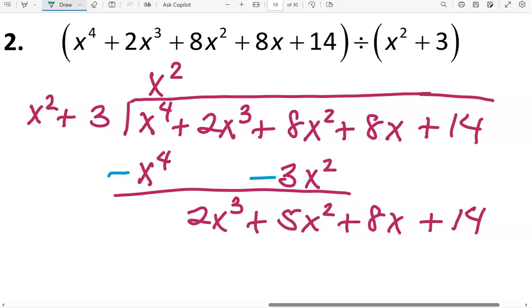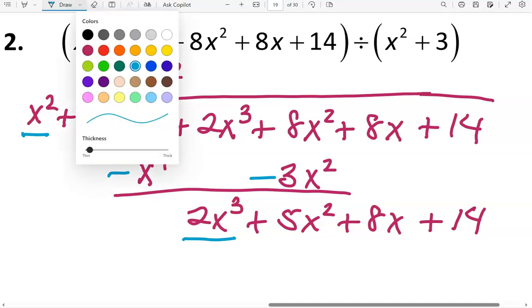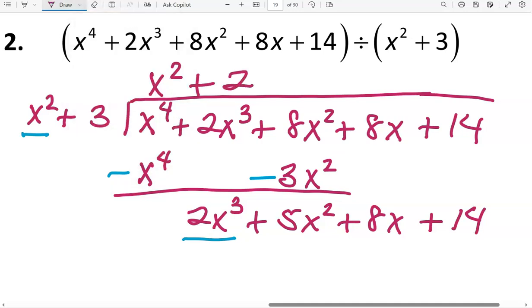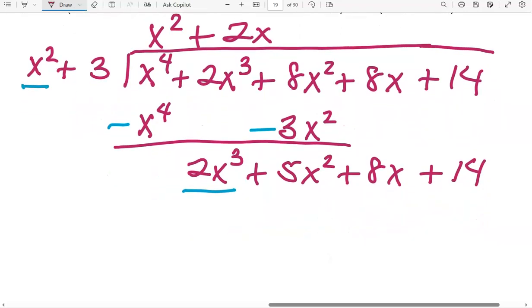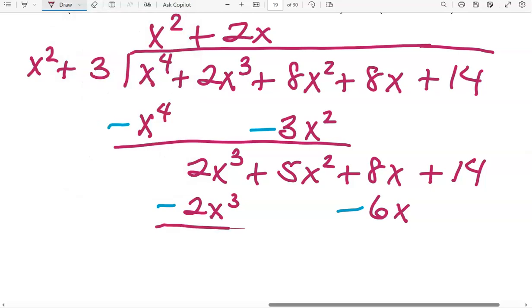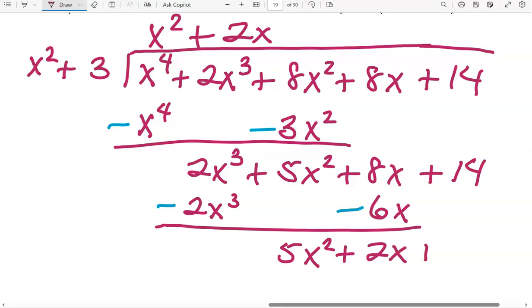Next step is to divide first term by first term. So 2x cubed divided by x squared is 2x. So plus 2x is the next term of the quotient. Next, we need to multiply 2x by the entire divisor. 2x times x squared is 2x cubed. 2x times 3x is 6x. Next, we're going to change the signs of those two terms, first term to negative and second term to negative. And then add, and we get 5x squared plus 2x plus 14.